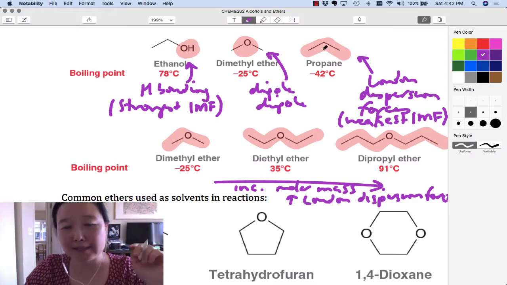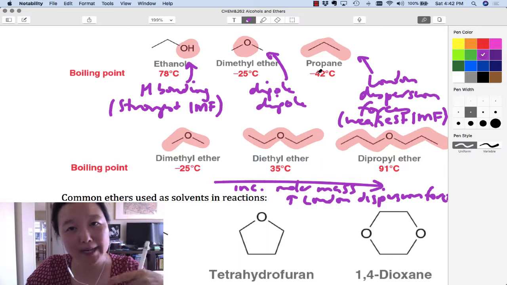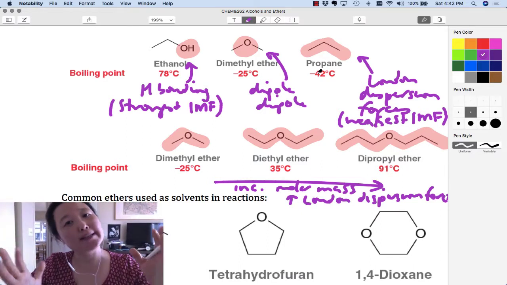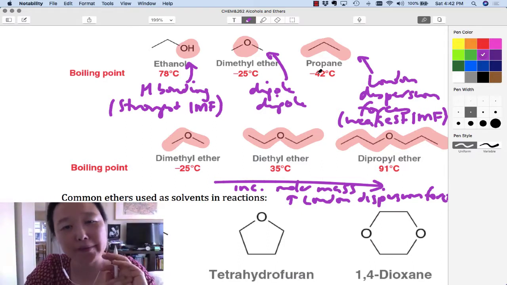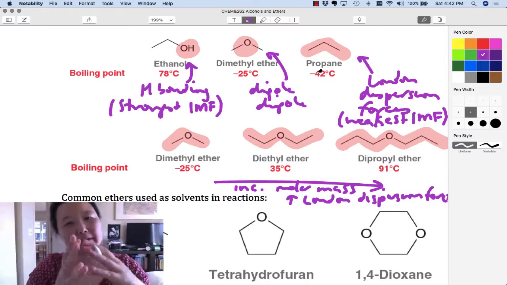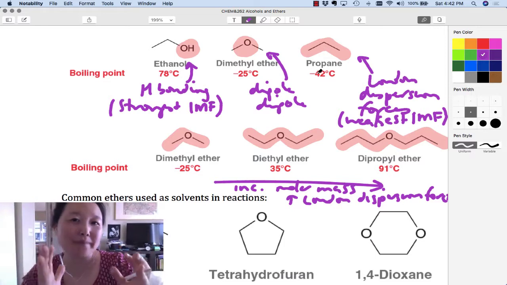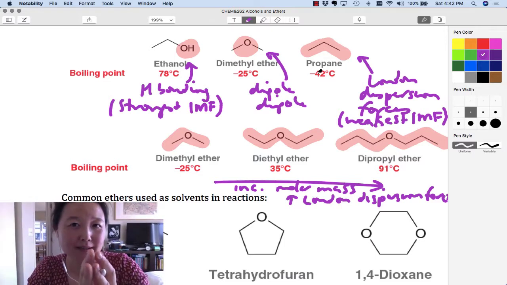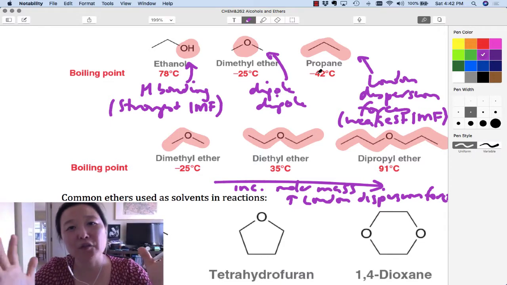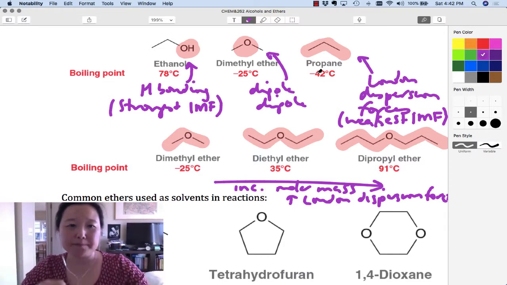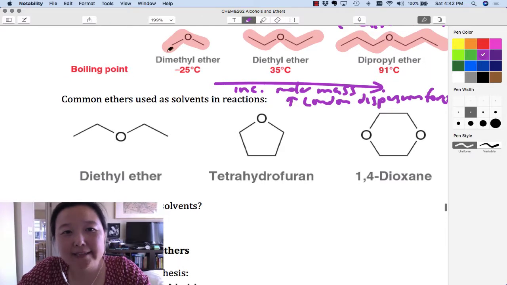So these are the weakest intermolecular forces, so it takes the least amount of energy to break those apart into their gaseous form. When I say break apart, it doesn't mean they're covalently bonded. I just mean breaking the attractions between them that would cause them to be liquids. Okay, those forces are broken. Now with the bottom half, we see dimethyl ether, diethyl ether, dipropyl ether.